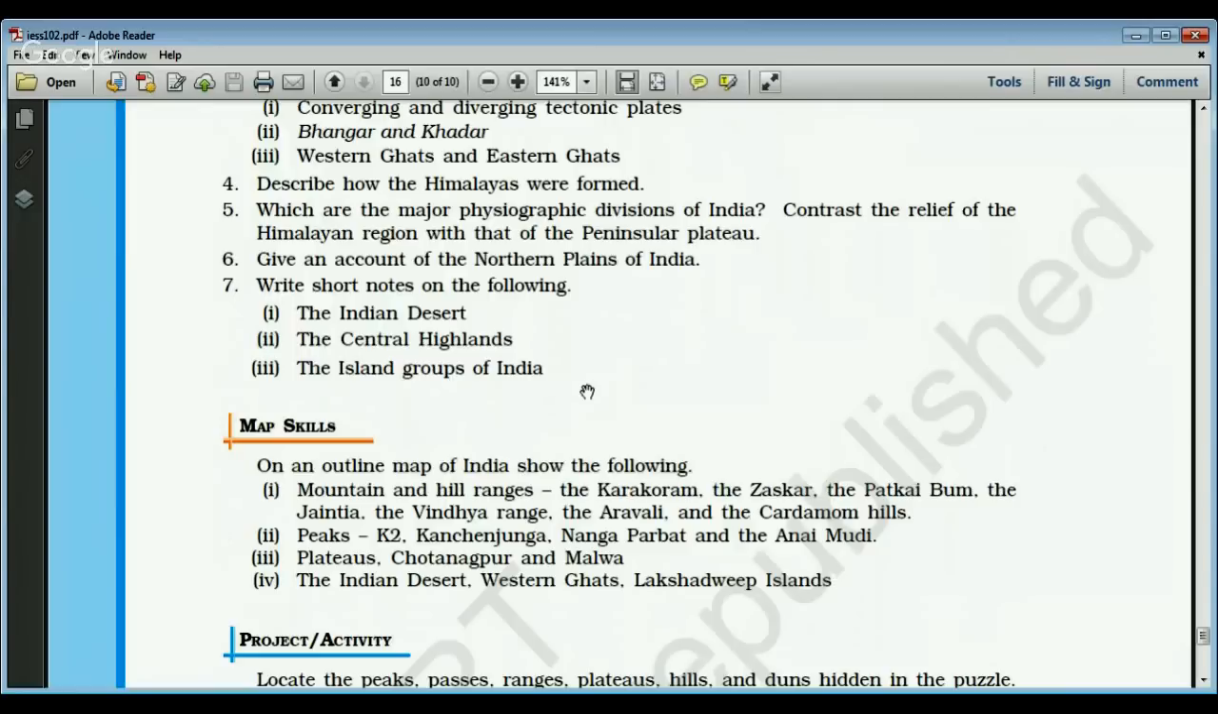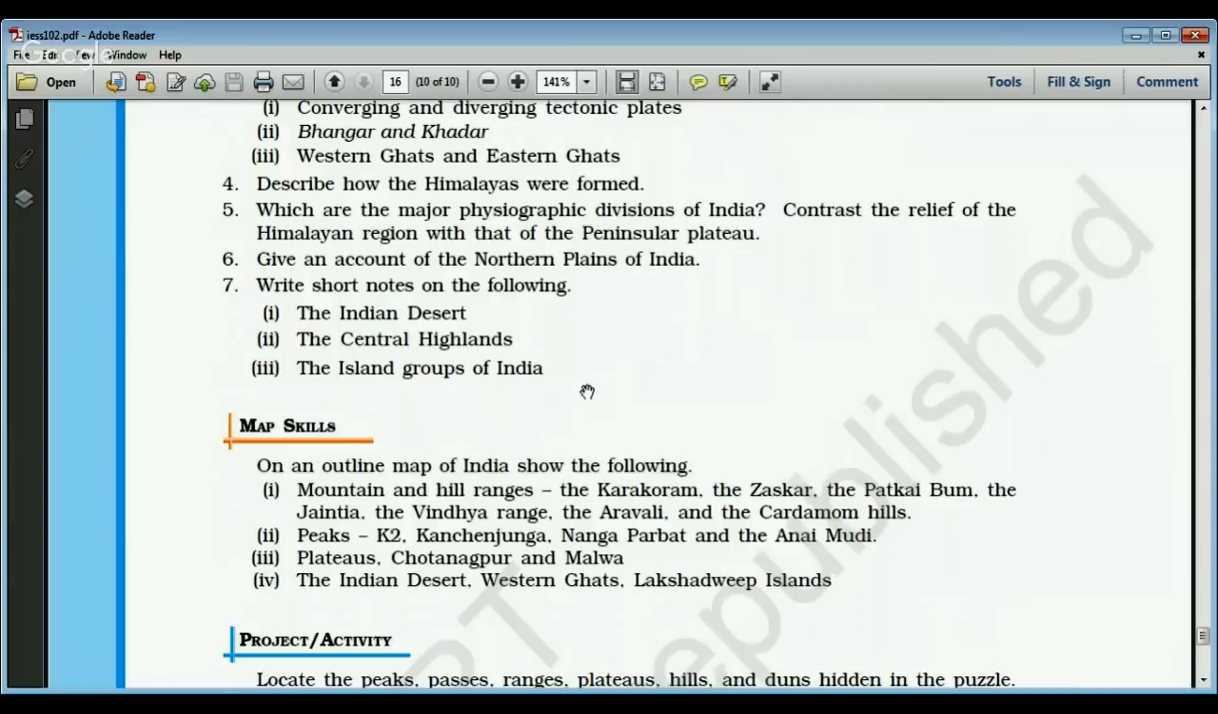Then the Central Highland. The whole peninsular plateau of India is divided into two parts, and the base is the Narmada River. The part lying to the north of the Narmada River is known as the Central Highland, and it is formed in between the Aravalli ranges in the northwest and the Vindhya ranges in the south. Then island groups of India.